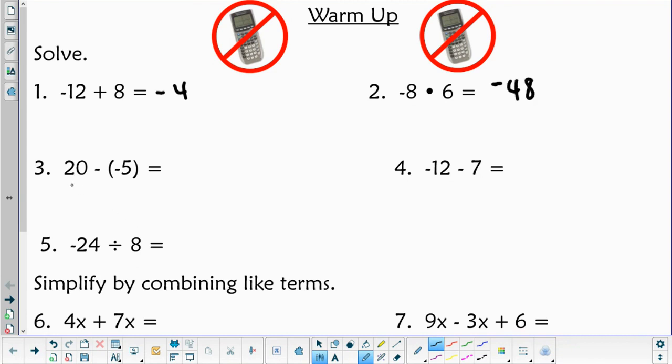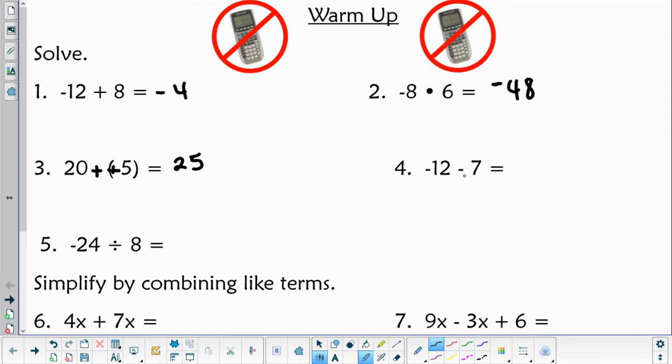For number 3, I see 20 minus negative 5. Now, when I have a minus minus, I need to change them to both positive. You can't subtract a negative. You end up adding. So 20 plus 5 gives me 25.